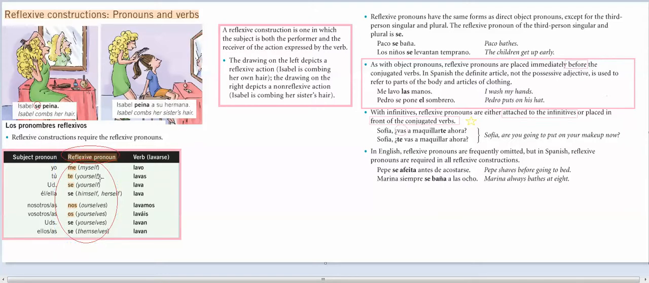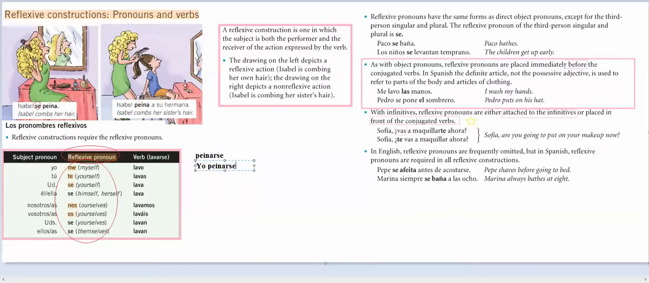So if you want to say you do something to yourself, if I say I comb my hair, let me do it like this. We've got "peinarse," the verb that we were using before. Now if I want to say I comb my hair, I'm still going to write peinarse. What I suggest that you do is go ahead and get rid of the "se."